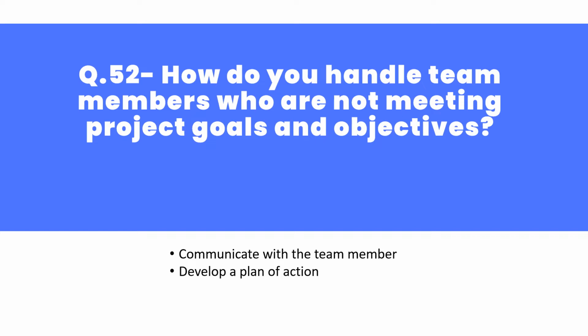Number four, monitor progress. We would set regular check ins and reviews of the team member's progress to ensure they are meeting the project goals and objectives. If they're not meeting the deadlines, we would work together to understand why and make necessary adjustments in the plan of action. In both examples, it is important to communicate openly and honestly with the team member and to take a proactive approach to addressing the issue. By working together, the team member and I can develop a plan of action and monitor progress to ensure the project goals and objectives are met.